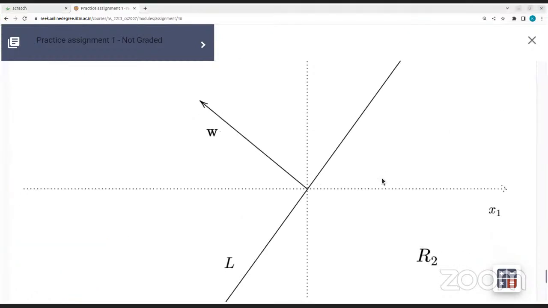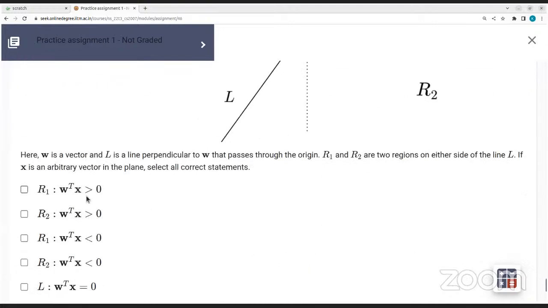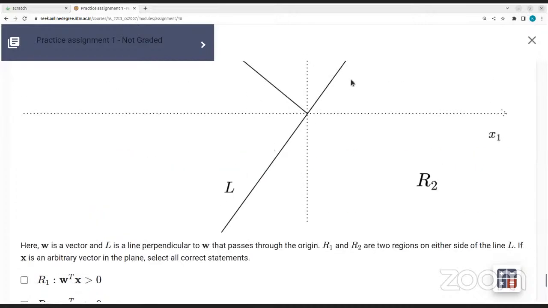Then why are x1 and x2 given? X1 and x2 are the coordinates. X is a vector. That is why it is written in bold. The bold is vector. So X will have two coordinates, x1 and x2.